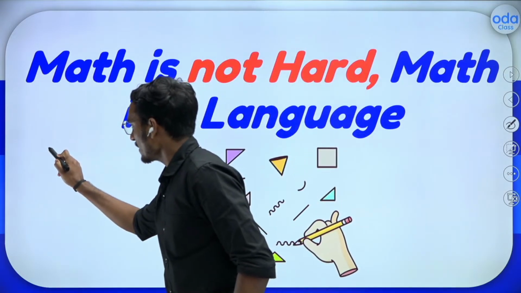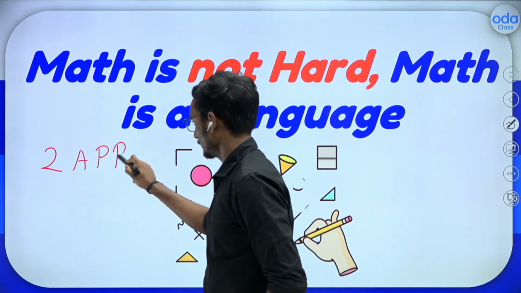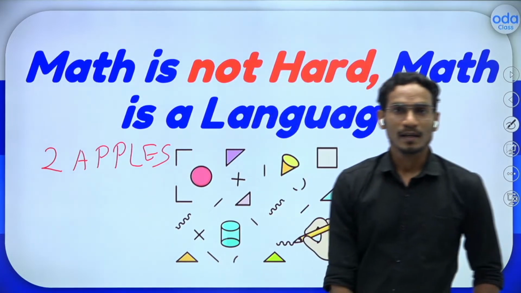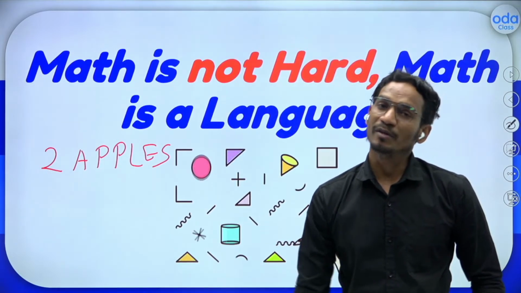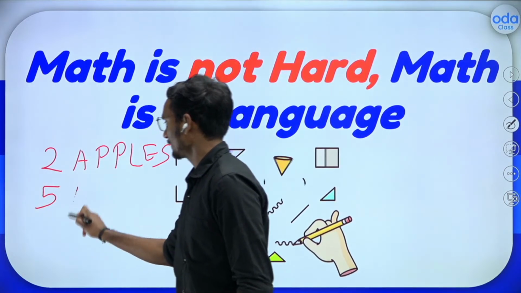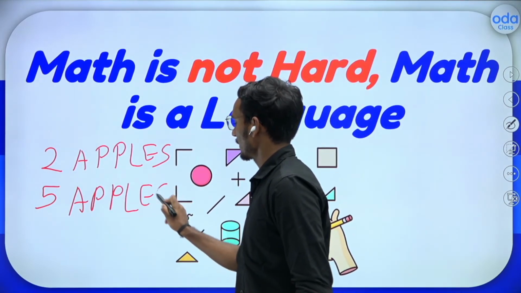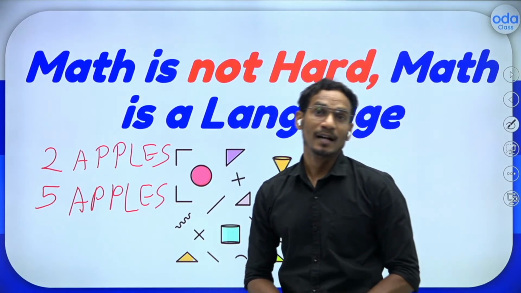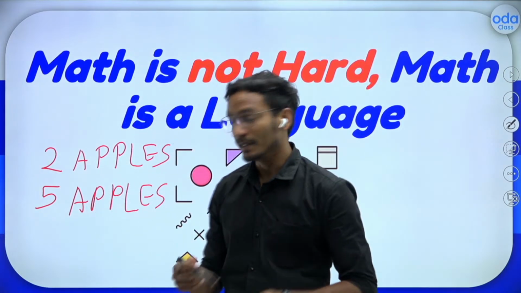The example is: suppose one day you got two apples. One day you bought two apples, and then after eating those two apples, you thought that you should buy more apples. You went to the market or ordered online. You bought five more apples. Now if the question was how many apples you have got for the day, what would you say? You will say seven apples.